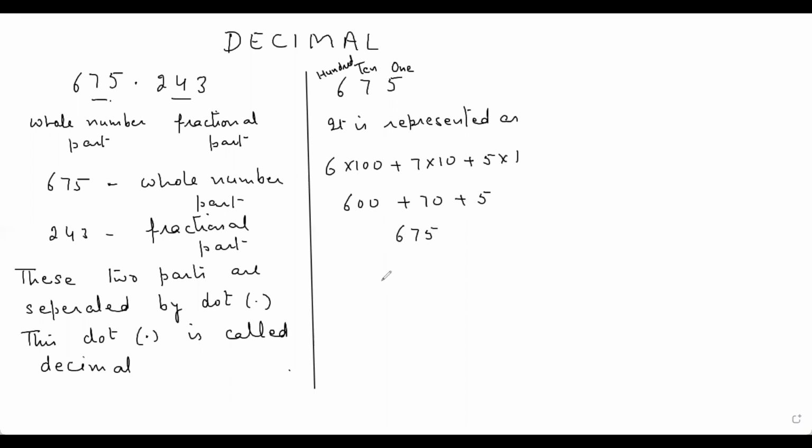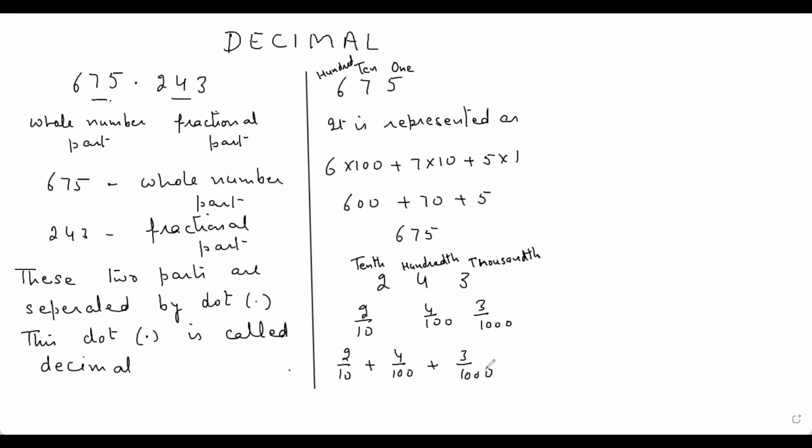Now let us discuss fractional part 243. Now this is 10th, this is 100th, this is thousandths. So it means this is 2 by 10, this is 4 by 100, and this is 3 by 1000. So fractional part is represented as 2 by 10 plus 4 by 100 plus 3 by 1000. Let me add it.